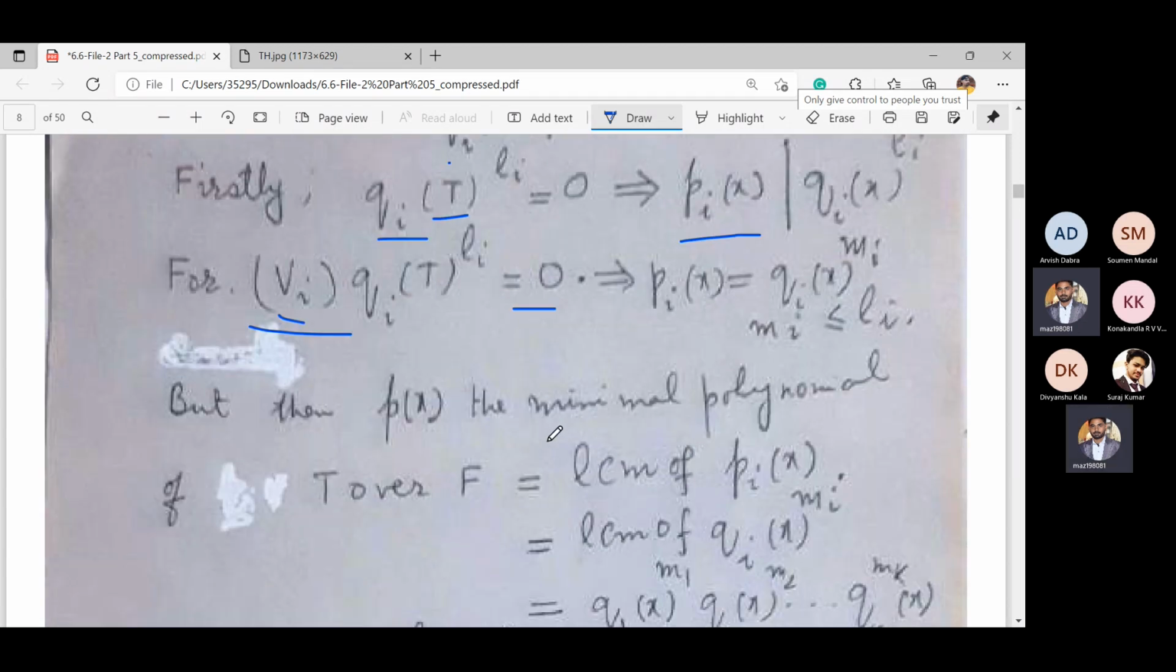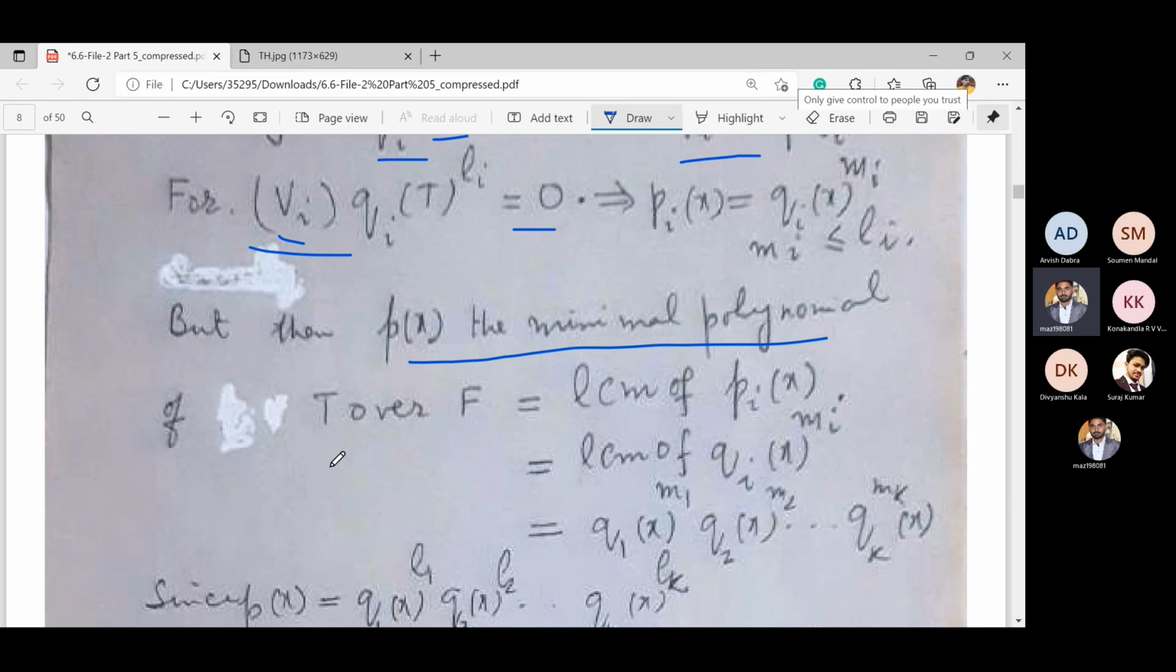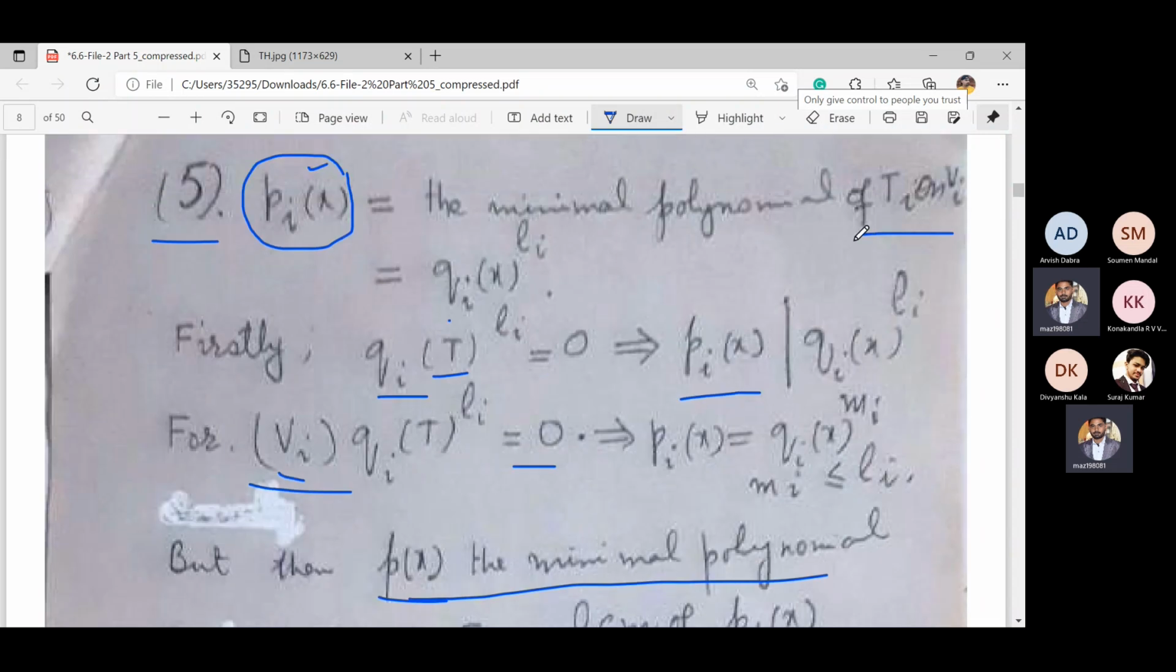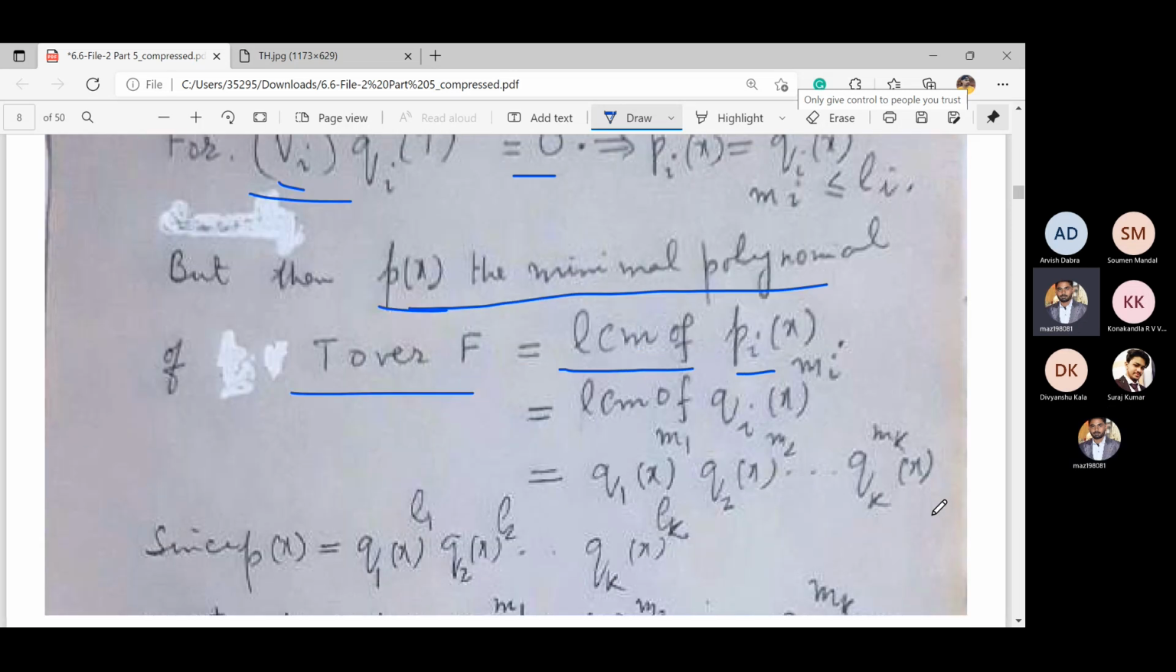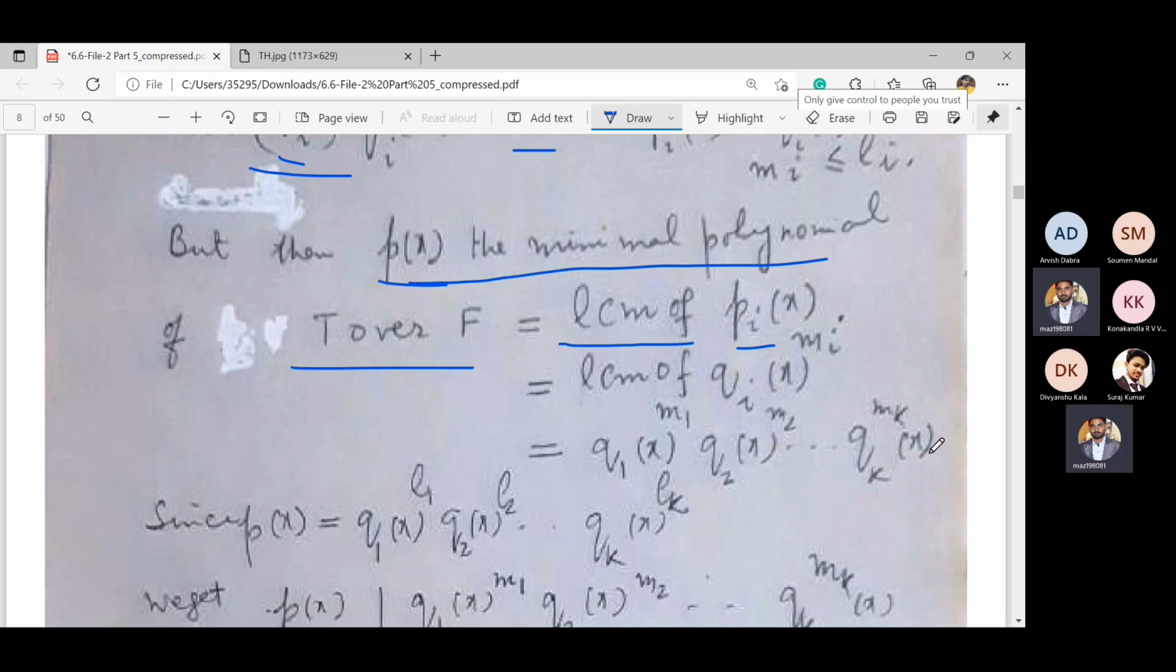Now, P(x) is the minimal polynomial; we have assumed that. We are assuming P(x) is the minimal polynomial of T over F. So P_i is the minimal polynomial of T_i and P(x) is the minimal polynomial of T over F. That is the LCM of the P_i's, that is the LCM of q_i(x) raised to the power m_i. So this implies q_1(x) raised to the power m_1, q_2(x) raised to the power m_2, and so on up to q_k(x) raised to the power m_k.